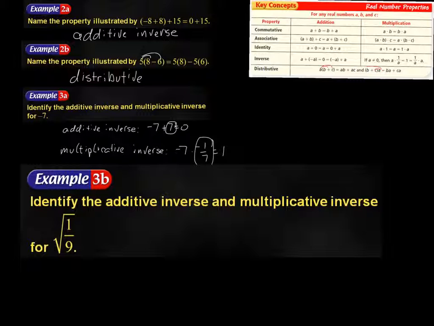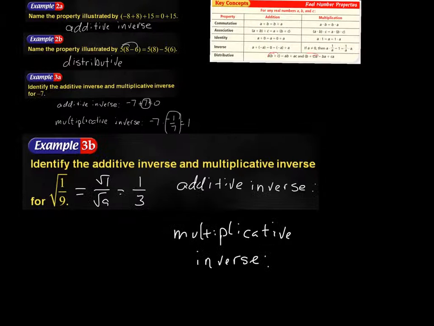Okay, before we do the additive and multiplicative inverse for the square root of 1/9, the square root of 1 over the square root of 9 would simplify: the square root of 1 is 1, the square root of 9 is 3. So the additive inverse or opposite of 1/3 would be negative 1/3, and the multiplicative inverse or reciprocal of 1/3 would be 3 over 1, which is the same as 3.